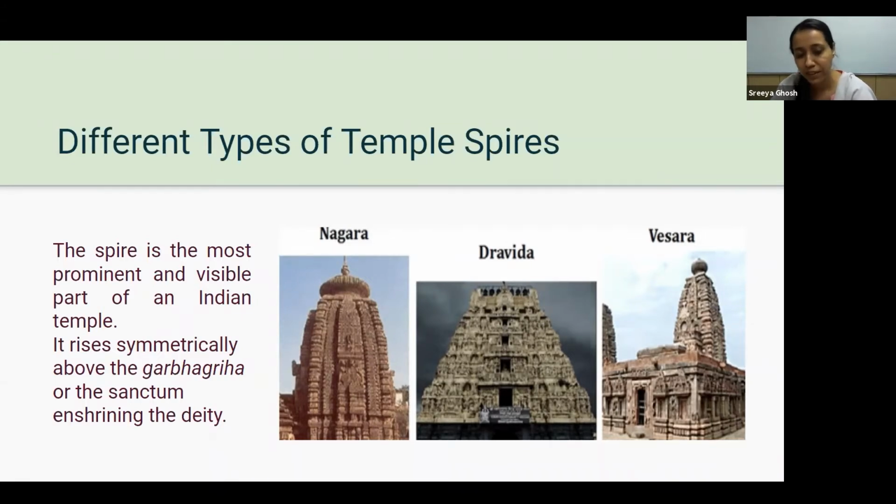So the spire is above the main sanctum enshrining the deity. The sanctum is known as Garbhagriha. In Sanskrit, Garbha means womb. So the concept is as if the deity is there staying in the womb. So that is the concept of the temple. And the spire rises above.